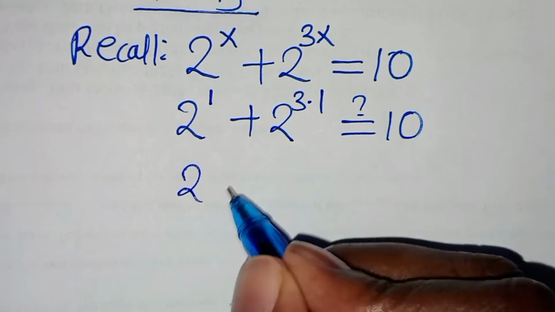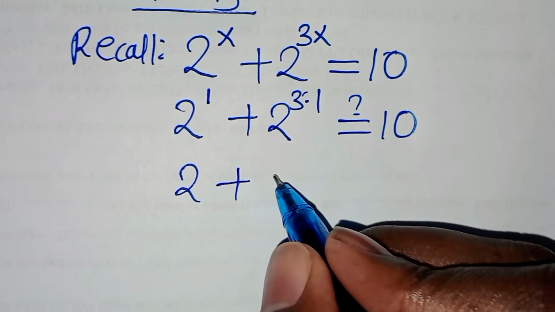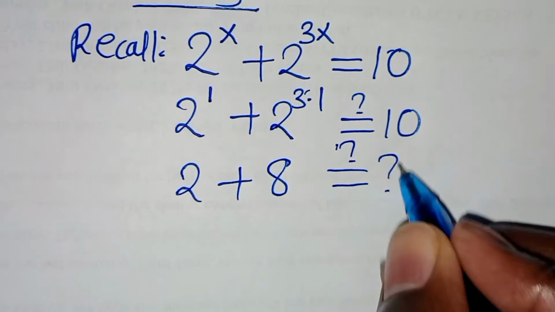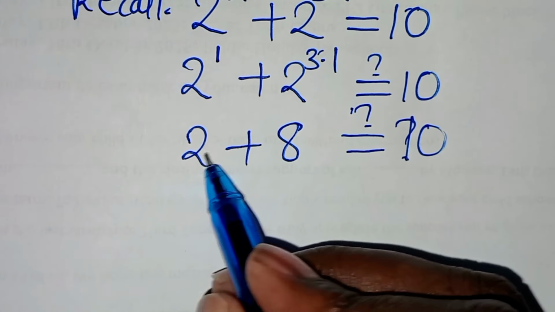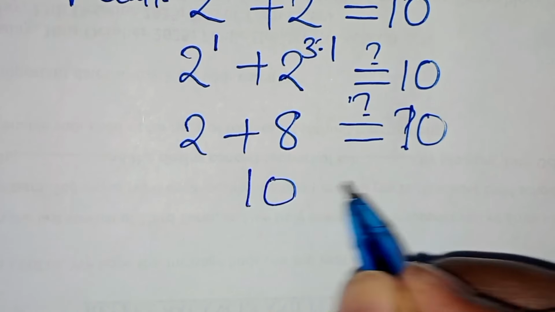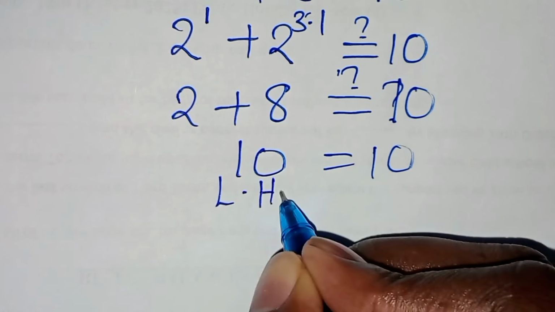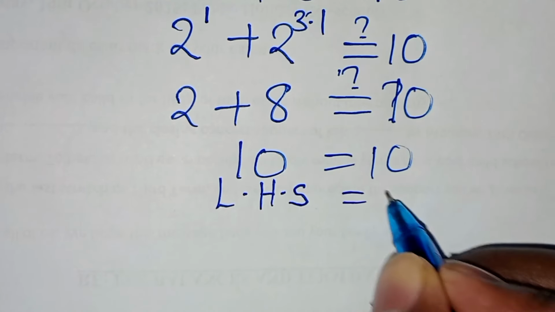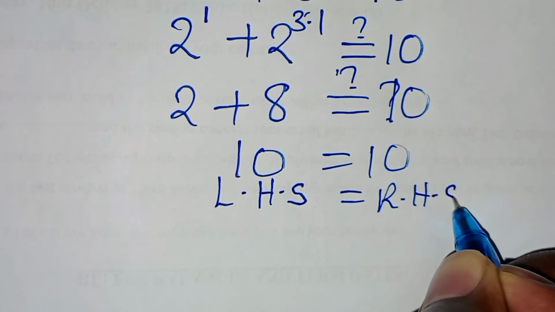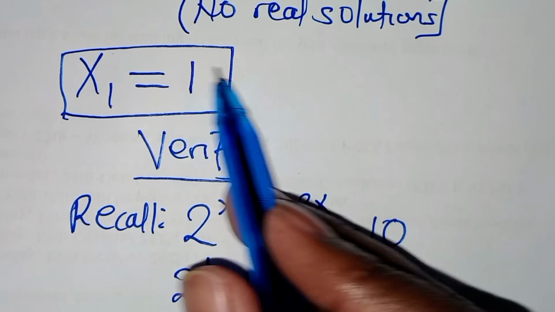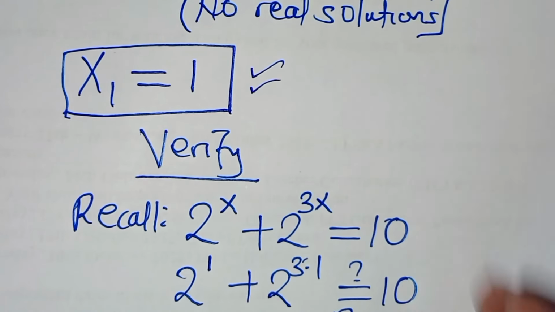So we have 2 plus 2 to the power of 3 here. This is 8. This should give us a value of 10. So 2 plus 8, this is 10, which is equal to 10. And this implies that the left-hand side is equal to the right-hand side. And therefore, x1, which is equal to 1, satisfies the equation.